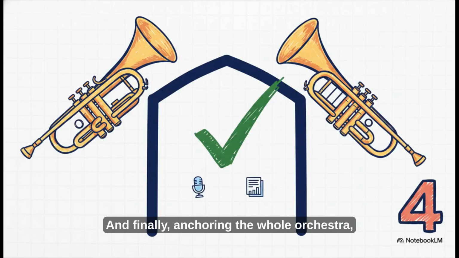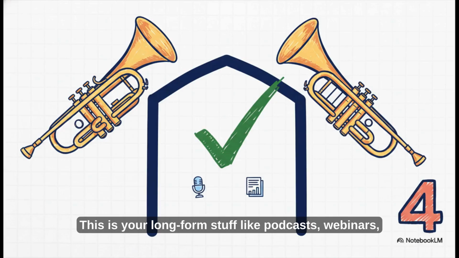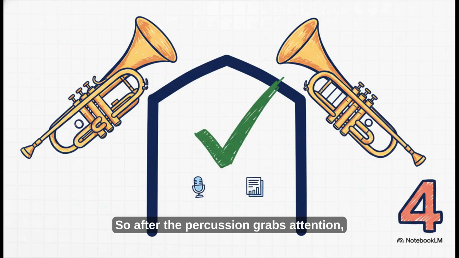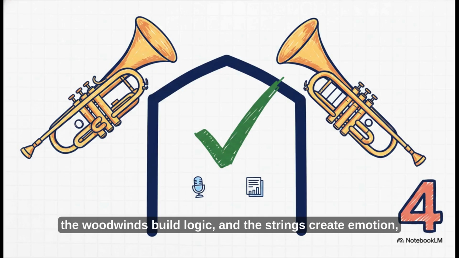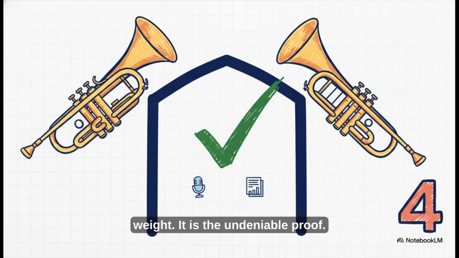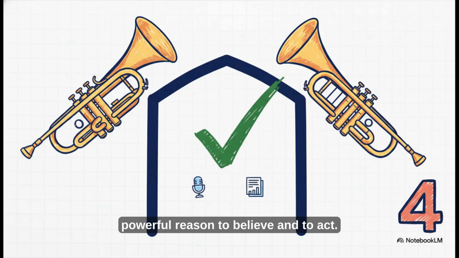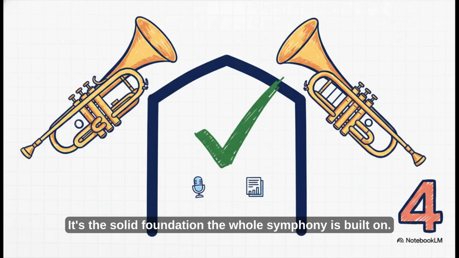And finally, anchoring the whole orchestra, we have Section 4, the brass. These are your heavy hitters, your foundational content. This is your long-form stuff like podcasts, webinars, deep dive articles, and detailed case studies. So after the percussion grabs attention, the woodwinds build logic, and the strings create emotion, the brass section comes in to deliver structural power and closing weight. It is the undeniable proof. It's the deep dive that solidifies your authority beyond any doubt and gives your audience that final, powerful reason to believe and to act. It's the solid foundation the whole symphony is built on.